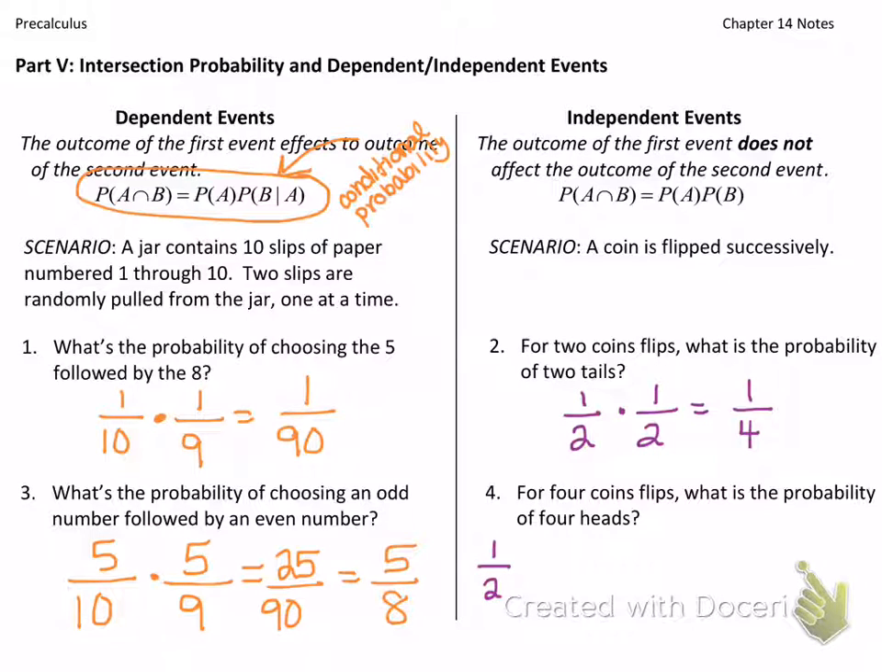And then what if you flipped it 4 times and tried to get heads? Each flip is separate. So it's 1 out of 2 to get a heads. To get it 4 times, you just multiply: 1 over 2 to the 4th, which is 1 over 16. Now, just so you know, independent and dependent events don't have to be just 2 happening like we saw in problem 4. You can have more than that.